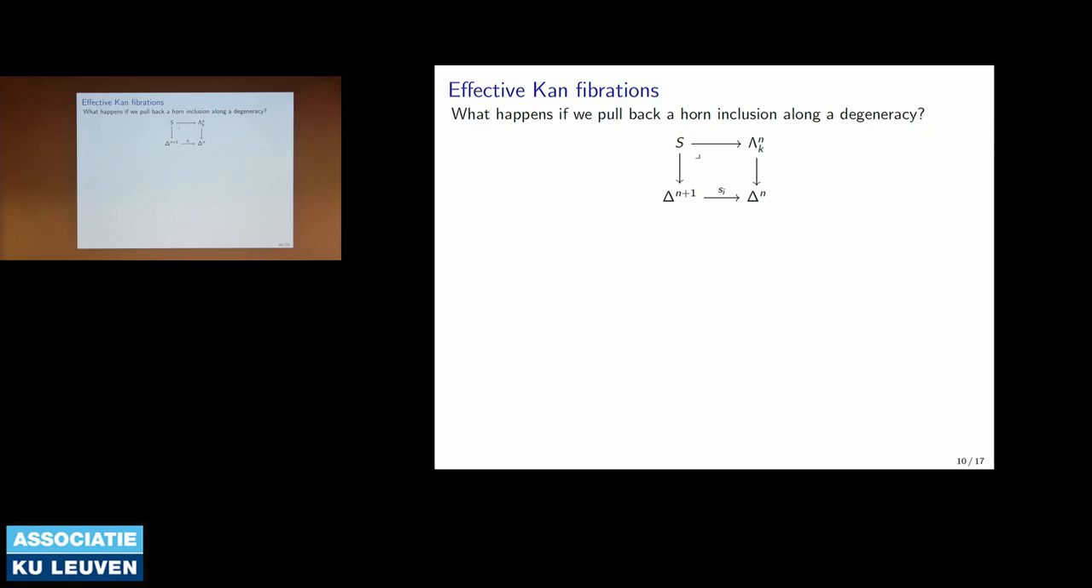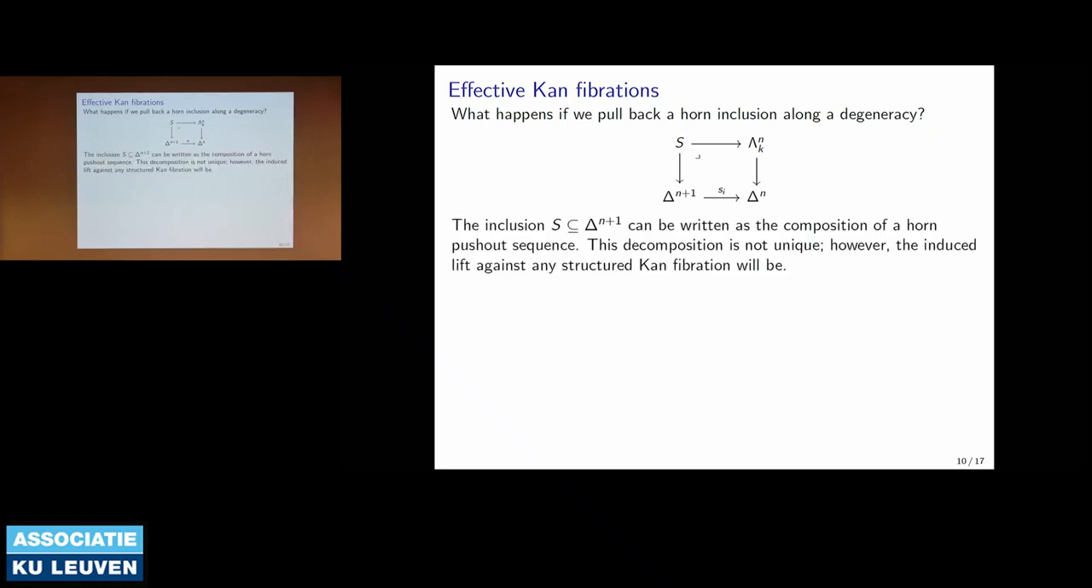So, to motivate the definition of an effective fibration, let's wonder about the following question. Suppose I have a horn here, and I pull it back against a degeneracy map. What kind of map do I get here? Now, it turns out that this is not a horn. More stuff is missing. But this thing over here can be written as the composition of a sequence of maps, each of which is actually a push-out of a horn. So basically, I can obtain delta m plus 1 from S by sequentially filling horns.